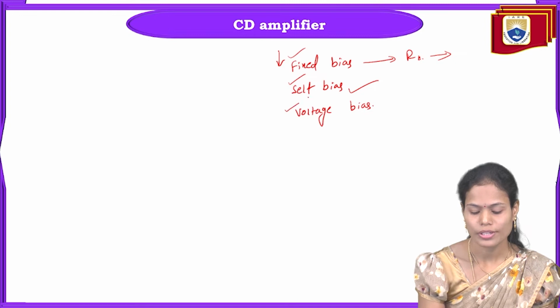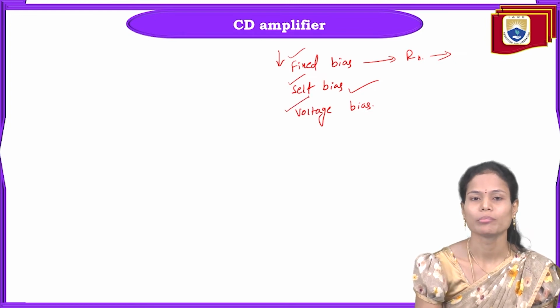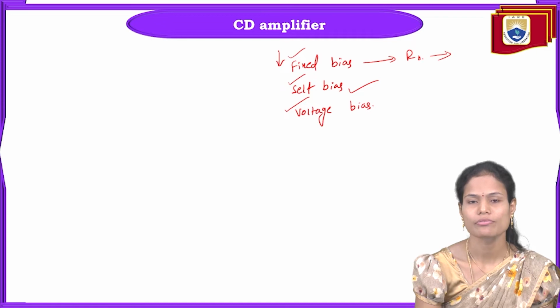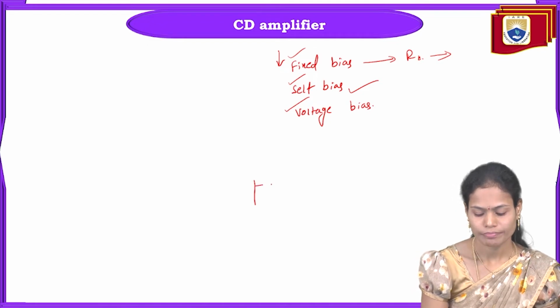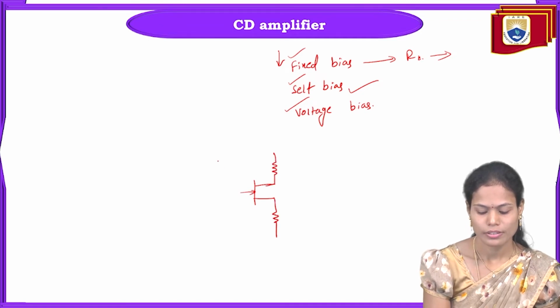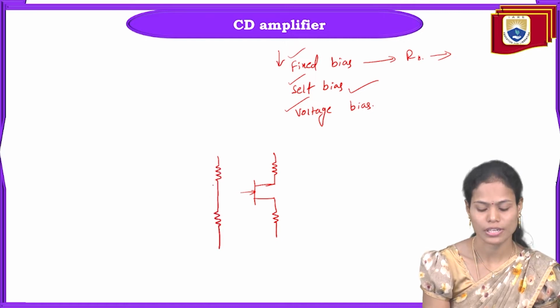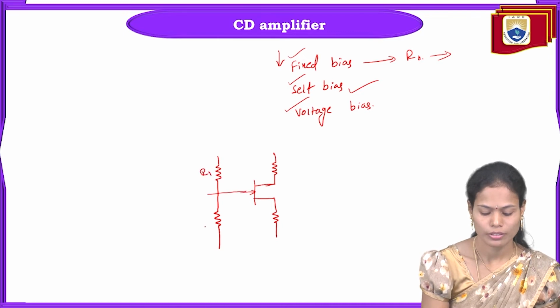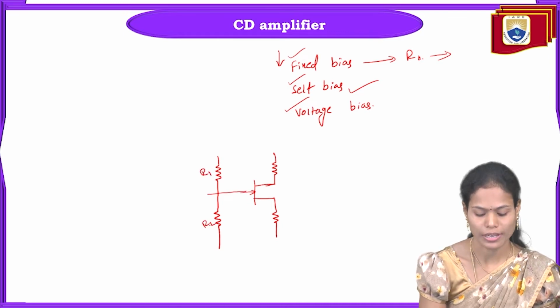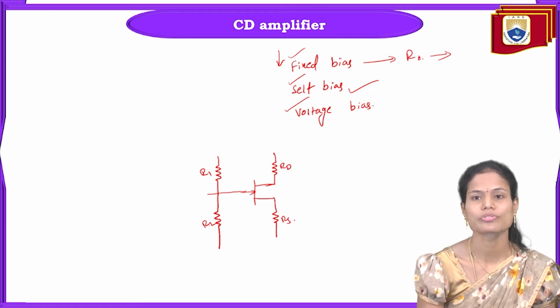By using the voltage divider biasing technique, we can get the stability factor as 1, so it can provide the required biasing voltage for the common drain amplifier. So here in the common drain amplifier, if we go with voltage divider biasing, by utilizing the two resistances R1 as well as R2, we can provide the voltage divider biasing for the FET. So this is RD resistance and this is the source resistance.